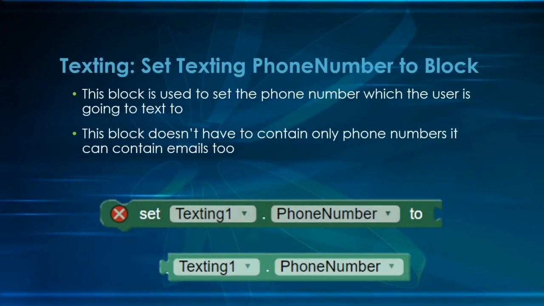Texting, set texting phone number to block. This block is used to set the phone number which the user is going to text to. This block doesn't have to contain only phone numbers. It can contain emails too, but emails would open up an email app instead, and you'll be sending emails instead of text messages.